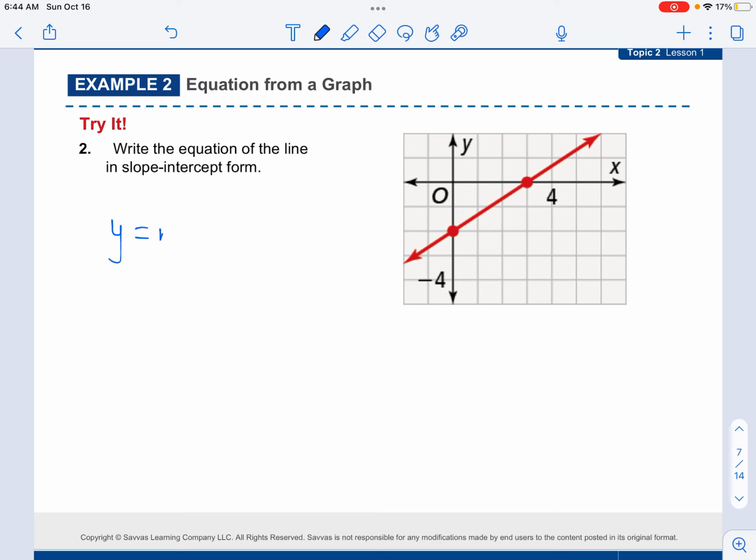So y equals mx plus b is our equation in slope-intercept form. b is the easiest to find first. That's your y-intercept, which is going to equal, let's see, this point, which is at 0, -2. So our y-intercept is just -2.